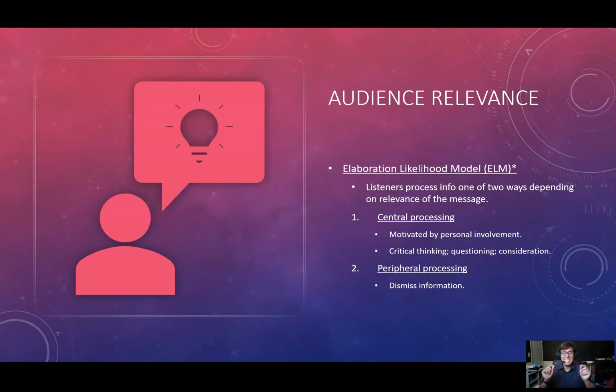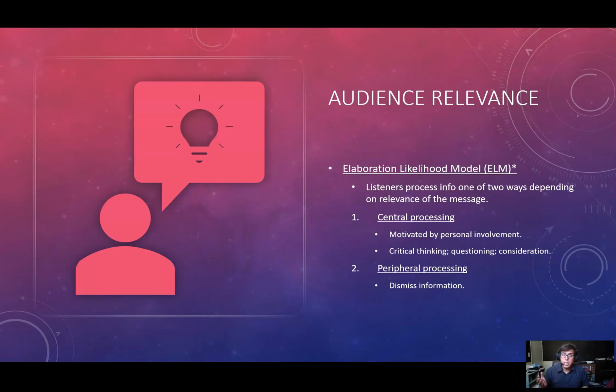Which one is better? It is central processing, because if someone gets persuaded by peripheral processing, they are more likely to change their mind after the fact. Whereas with central processing, where they've carefully questioned and considered and critically thought, they are more likely to have that attitude, belief, behavior moving forward.